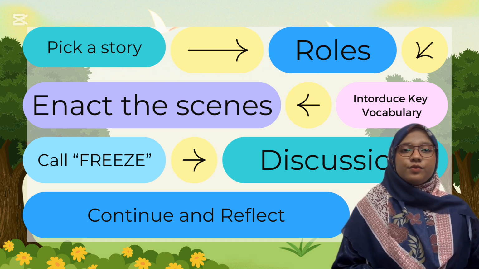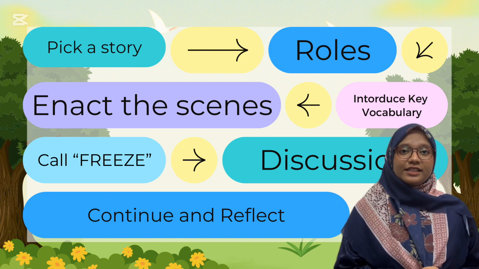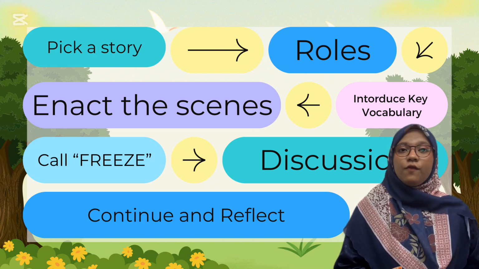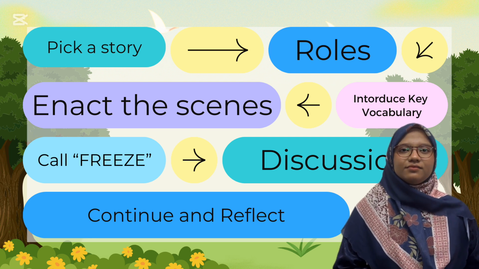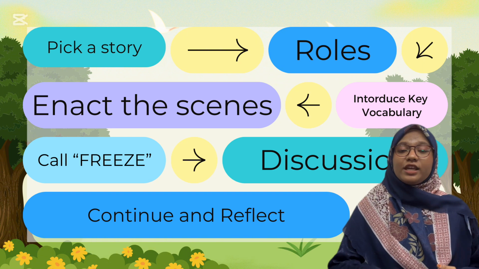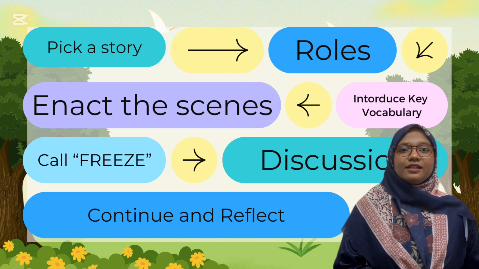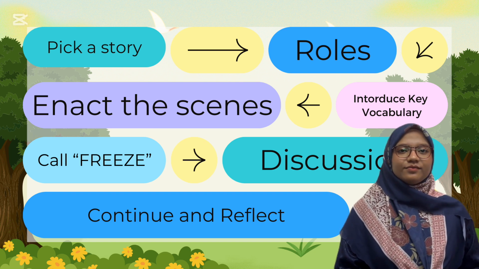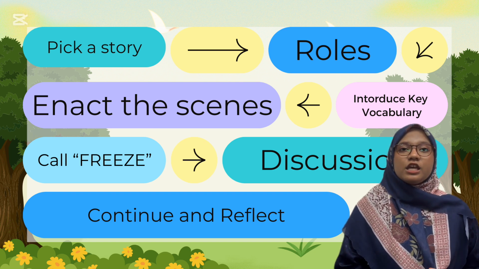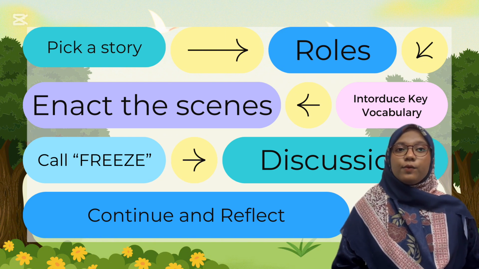Next, assign roles to students. Have students act out different parts of the story or dialogue. They can use basic props or costumes to make it more engaging with others. The third one is introduce key vocabulary. Before acting, introduce the key vocabulary words or phrases that will appear in the scene.